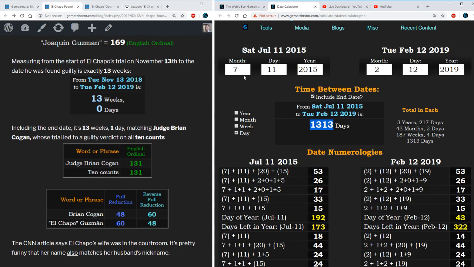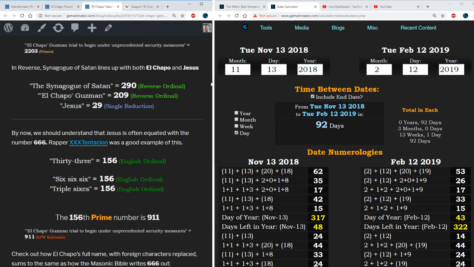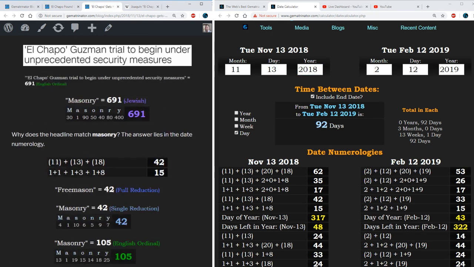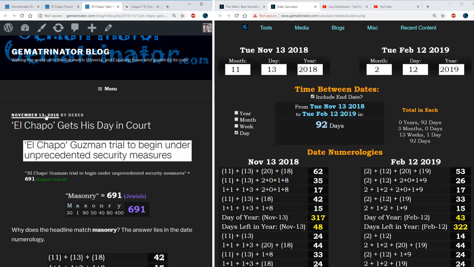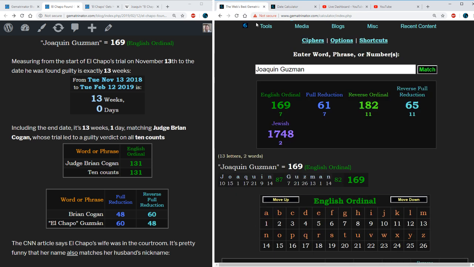And speaking of the number 13, if you measure from the date this trial began, remember my first post on El Chapo was on November 13th of last year. Measuring from that date to the date that he was found guilty, we get exactly 13 weeks. Now, if we include the end date, we get 13 weeks and 1 day.